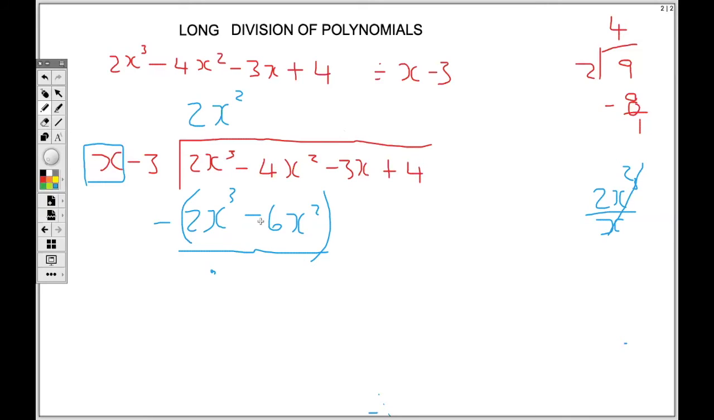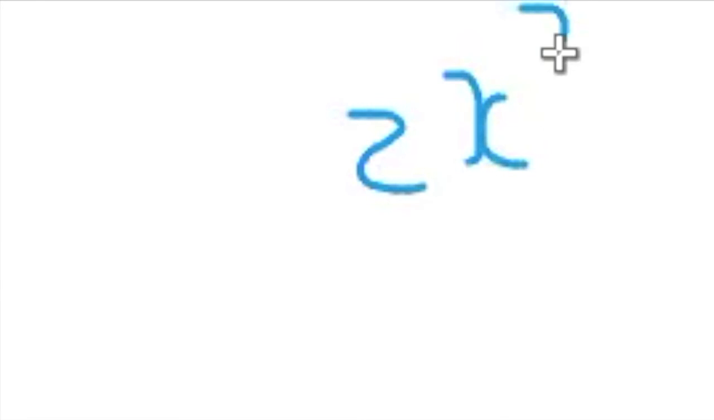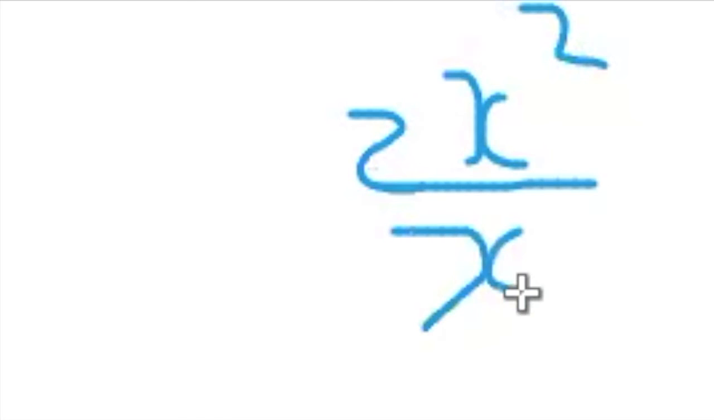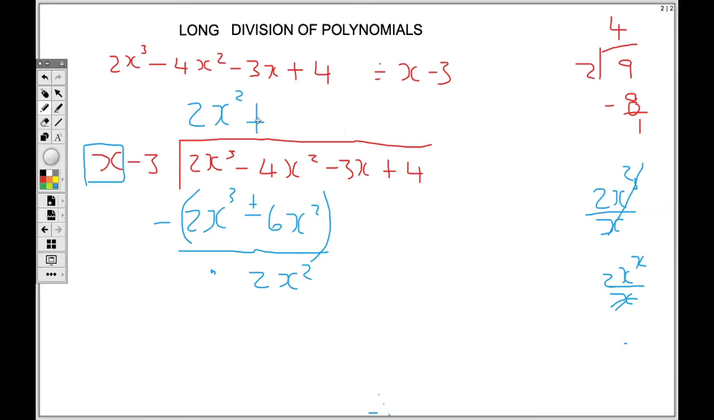The negative times negative gives us positive. So we have minus 4x squared plus 6x squared to give us positive 2x squared. Then, since we have an x squared here, we have to divide it by x. So 2x squared divided by x, these cancel. So what we are left with in the quotient is 2x.